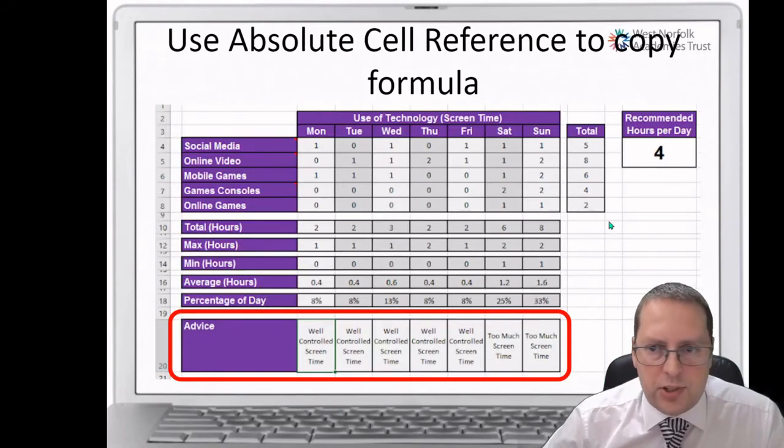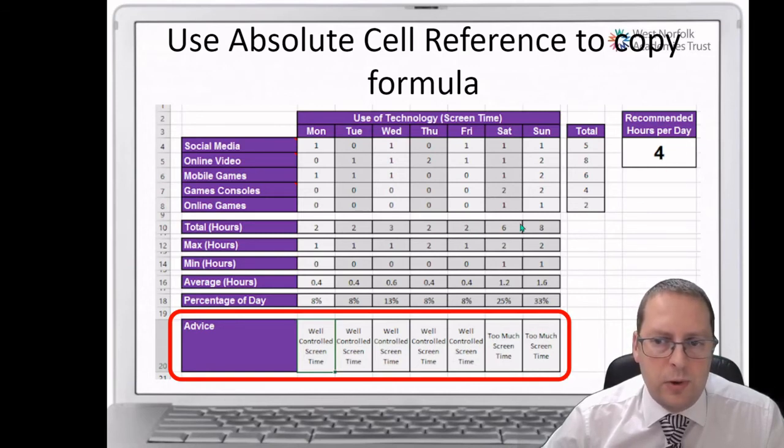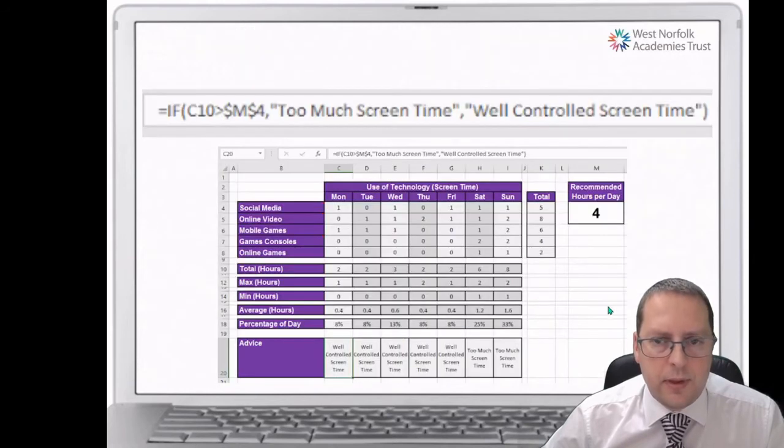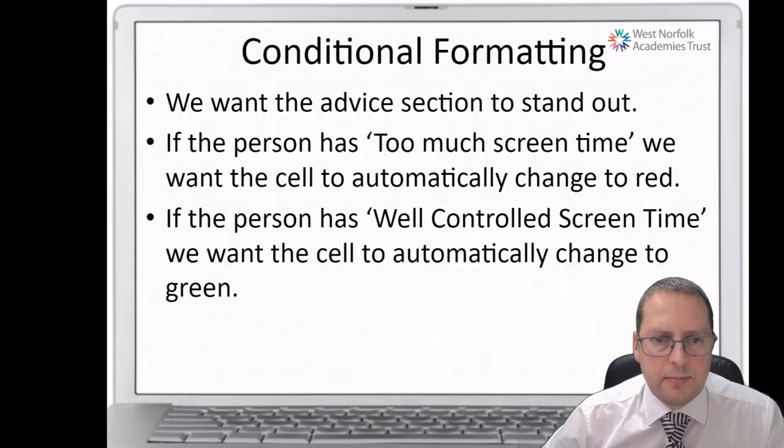Okay, going back to our spreadsheet, we've hopefully now got our if statement working for every day of the week. And if you've got that working, double check that your data's right. So here we've got an 8, that is more than the 4, so that is too much screen time. Here we've got a 2, which is less than the 4, so that's well controlled screen time. We can see that information there. So that's what you're looking to achieve to create the advice section for your spreadsheet. And just a reminder, this is the formula we use to create that.